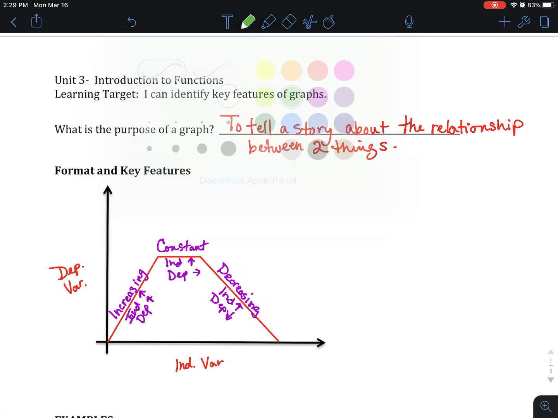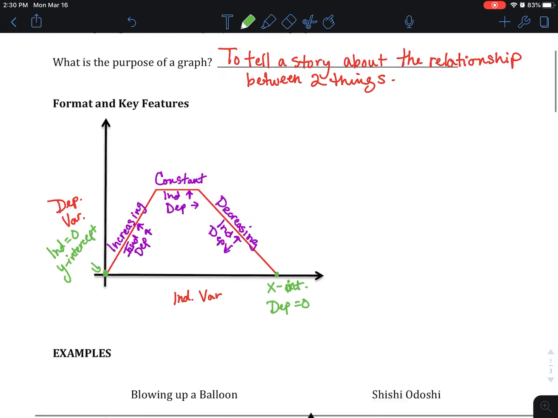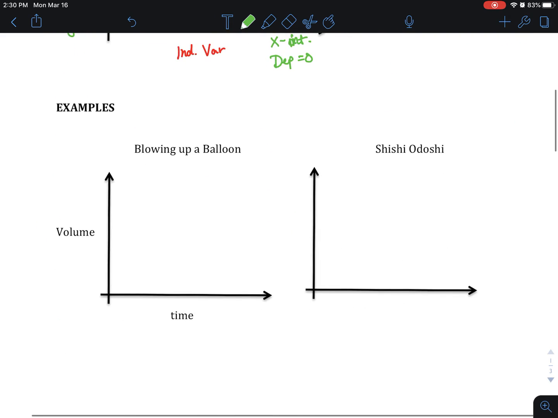The location where the graph crosses the y-axis, this is called the y-intercept. The y-intercept is the location or the value of the dependent variable where the independent variable is 0. And then on the other axis, we have what's called the x-intercept, and this is where your dependent variable is equal to 0, not your independent variable is equal to 0. So this we talked about last week, but I want to move on here and talk about the graphs for blowing up a balloon and then the Shishiyodoshi video that we saw last week.